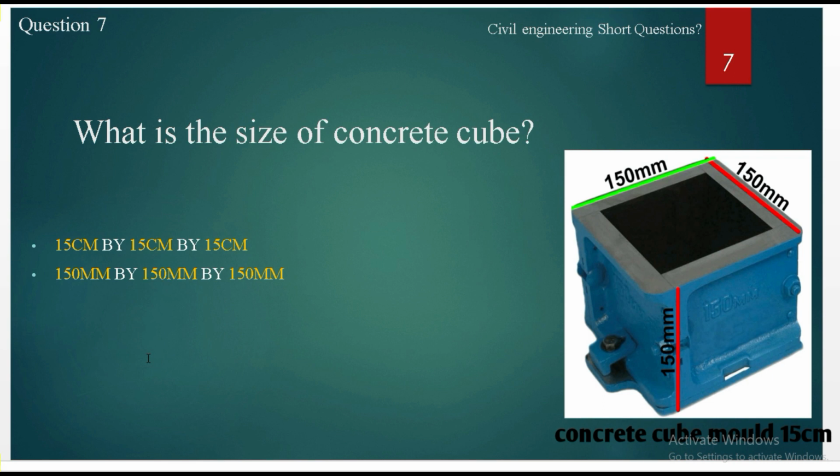Moving on, what is the size of concrete cubes that we usually have on site? These cubes are prepared from every batch of concrete, and this is used to test the compressive strength of the concrete that we use on site. So the usual size of these cubes is 150 mm by 150 mm by 150 mm, which is 15 centimeters by 15 centimeters by 15 centimeters, as you can see on the right here.